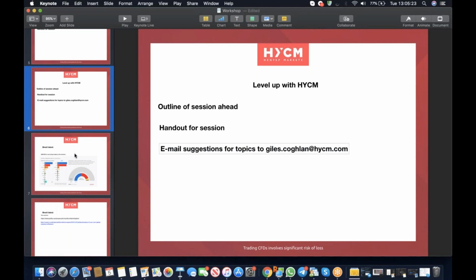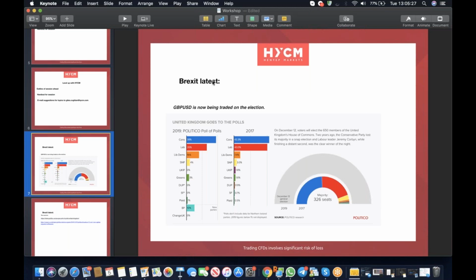Now, the first thing we can be looking at is the Brexit latest. Brexit is now being replaced by the pound election question. So the pound is now being traded on the UK election. The UK election is due on December the 12th, okay?